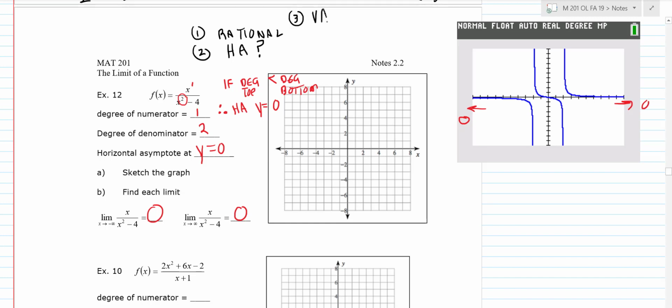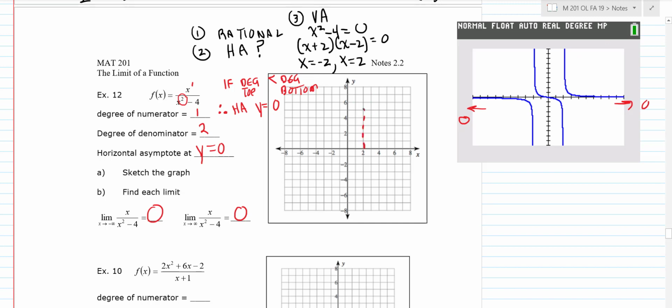For the vertical asymptote, what you do is you set the denominator equal to 0. So that denominator is this. You can solve that equation by factoring. That's a difference of two squares. So you end up getting x equals negative 2 and x equals 2. Those are your vertical asymptotes. Okay, you can see that on the graph.